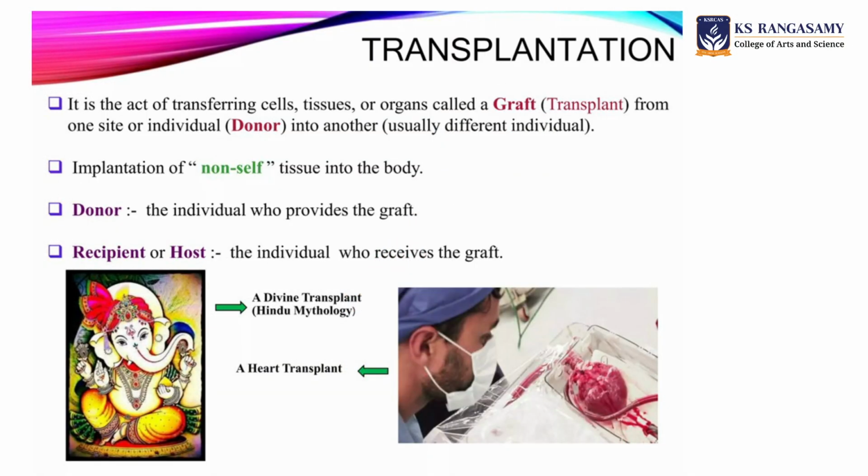The terms used in transplantation are graft, donor, and recipient. The donor means the individual who provides the graft. Graft means the transferred cells, tissues or organs, and the recipient means the individual who receives the graft.